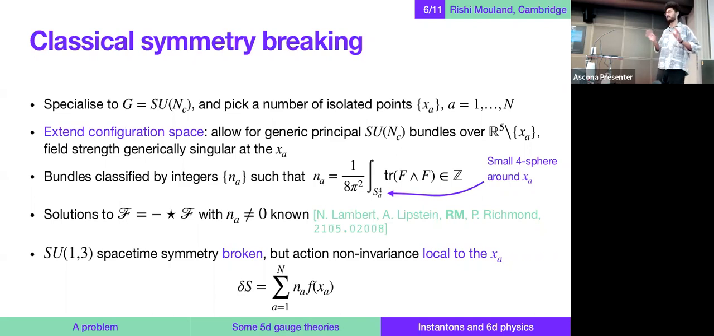If you think about it from the 6-dimensional perspective, this is actually kind of what you wanted to happen. But for our purposes today, the crux of it really is that the non-invariance of the action is local to these punctures. And this is novel, and it's precisely what you need in order to recover symmetry in the quantum theory. Let's see how that works.